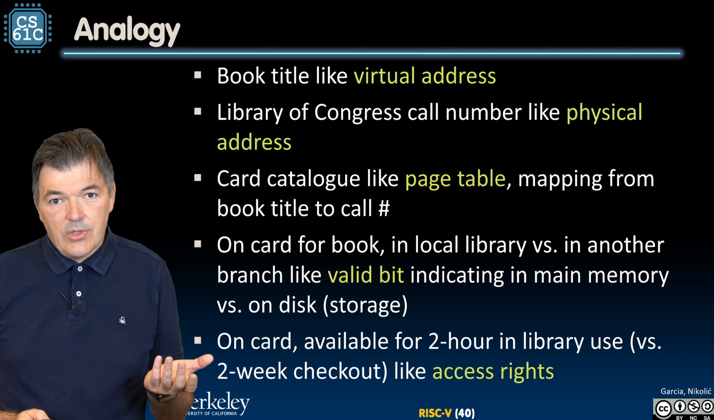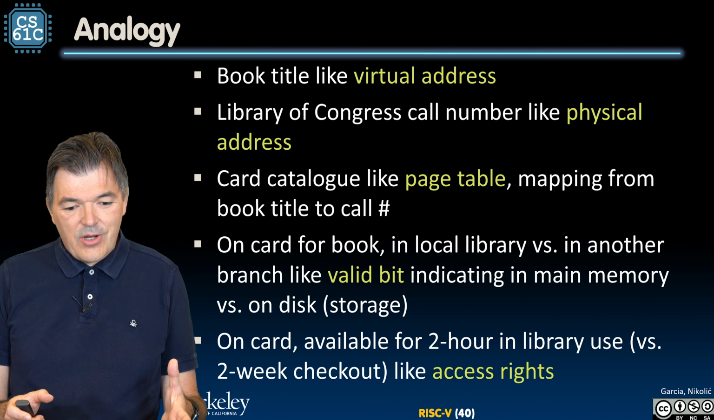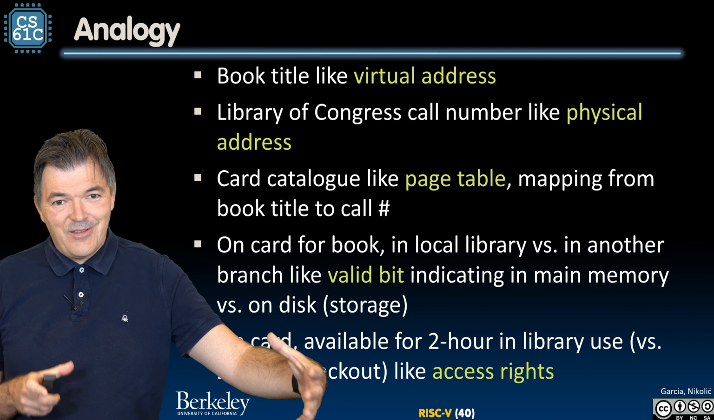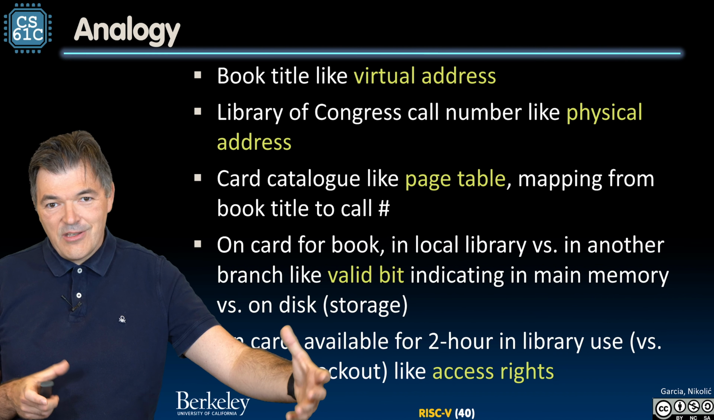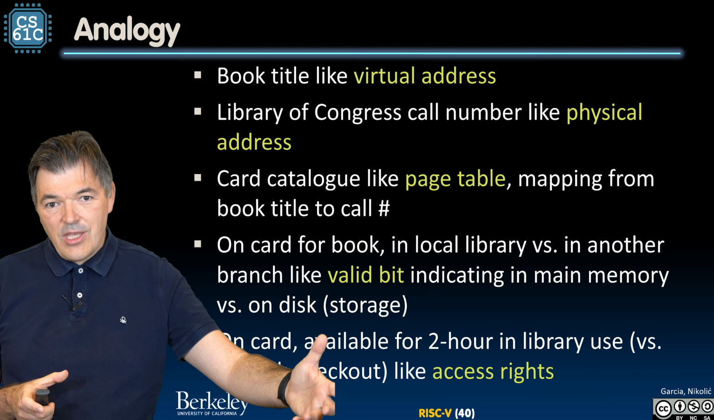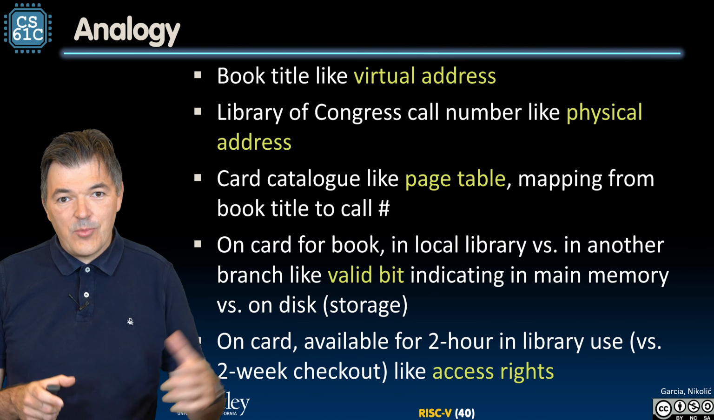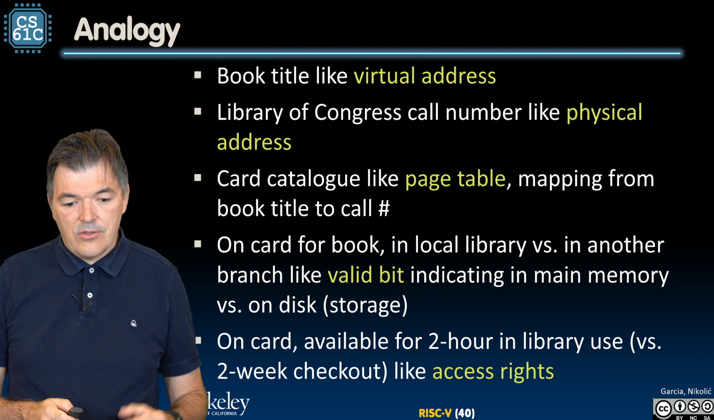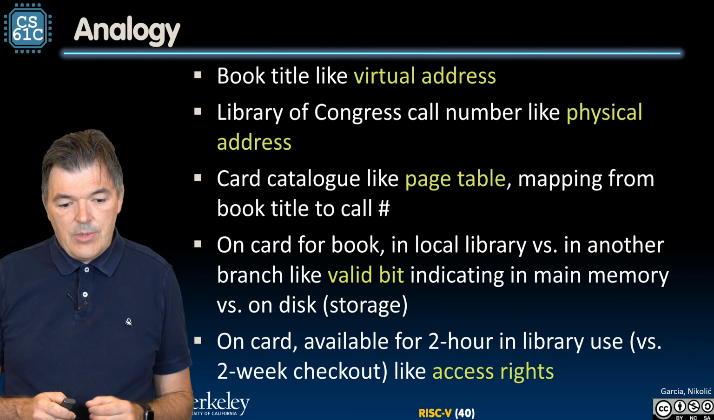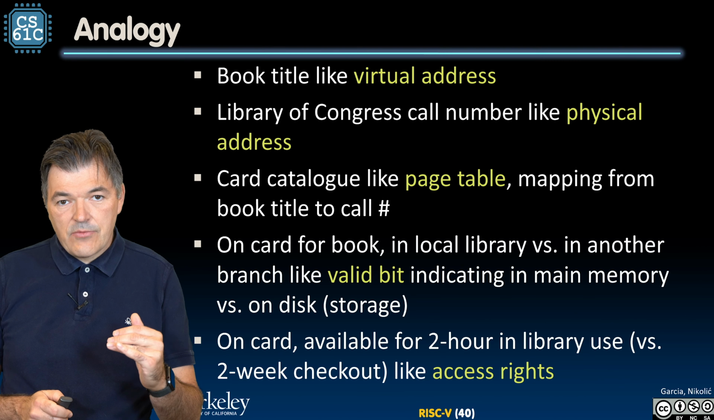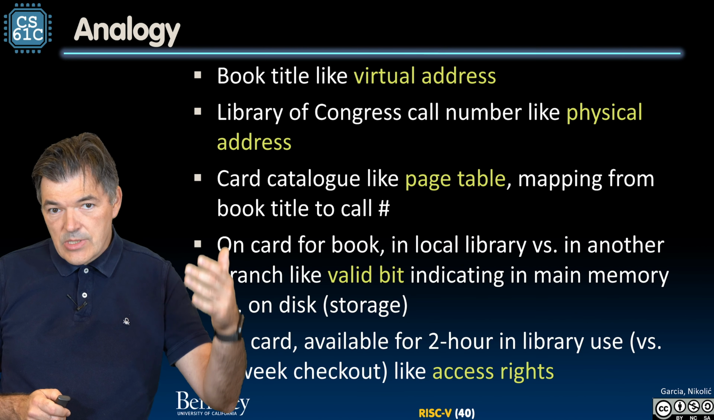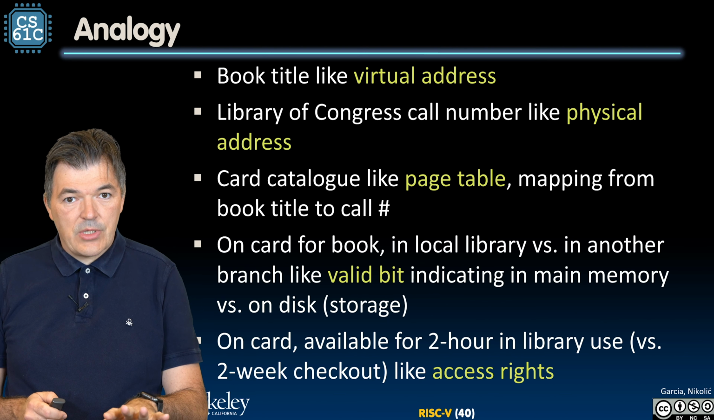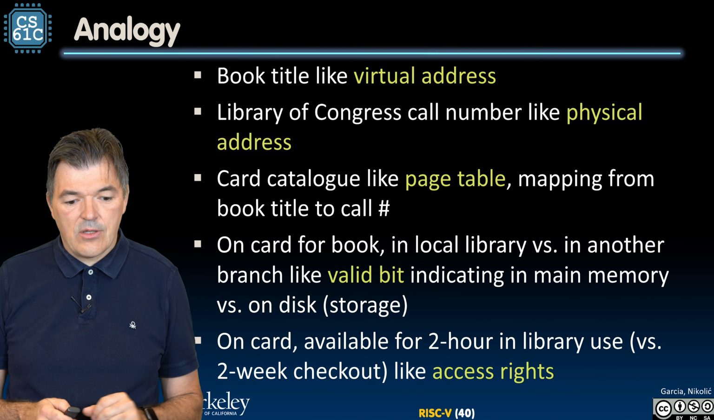So if you want to go to a library and find that particular book, there are these drawers with cards in there, and each card points to a particular location in the library where we can find that book, on which shelf it is going to be. So this card catalog is like a page table that maps from the book title, because that's where we search, by the author name or the title of a book, to the actual call number that corresponds to these Library of Congress call numbers.